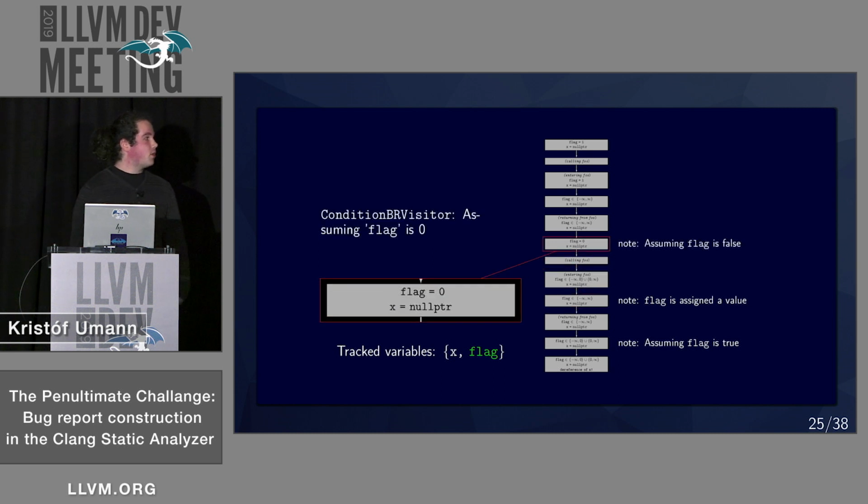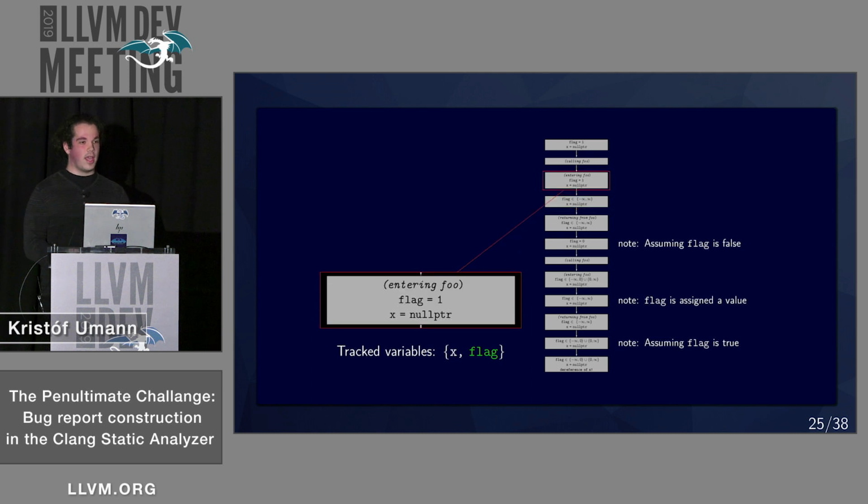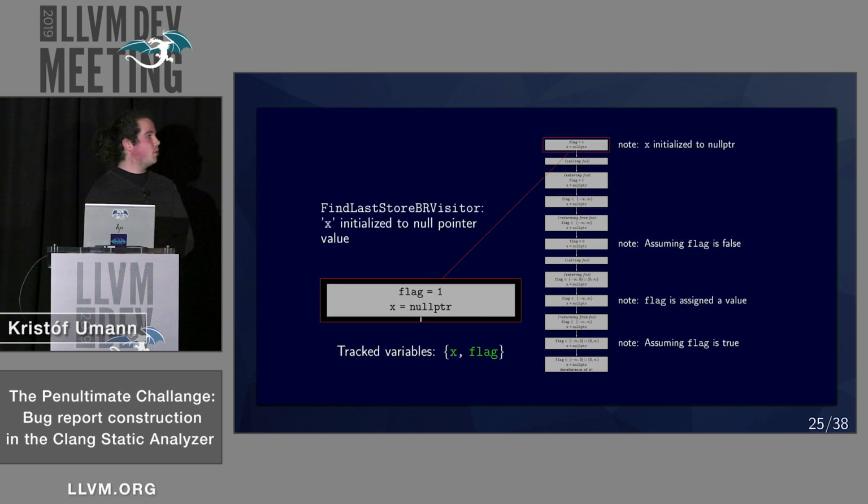And moving even further up, we will find another condition where condition bug reporter visitor will create a diagnostic message again. We will find another store to flag, but we already found the last store to flag, so we are not doing anything here. And all the way in the root of the exploded graph, root of the backpath, we will find the last store to X.